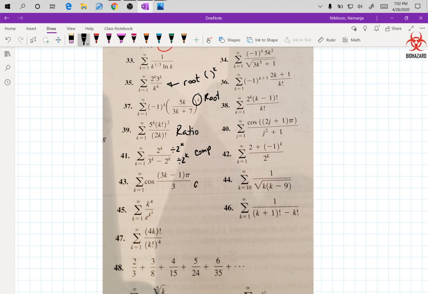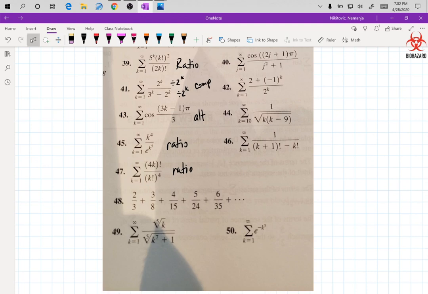This should be some form of alternating. This is ratio, right? Why is it a ratio? Because it's mixing different functions. That's a polynomial. That's some form of exponential. They're different creatures. Here's the factorial. That's a ratio, right? Cool problem where you have to compress it into a summation and then see what test you get to use.